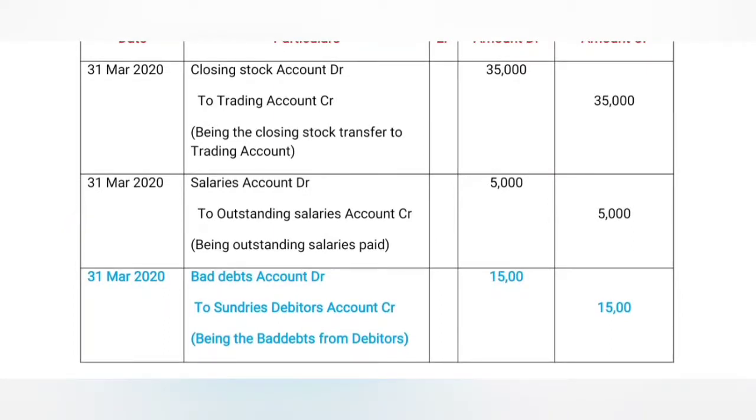Now coming to particulars. Here bad debts expenditure is debit. That's why we are coming to the bad debts as debit. Now coming to sundry debtors account, it is credited. Why? Because this amount is deducted from debtors. Now the amount is 1500 debit and 1500 credit.